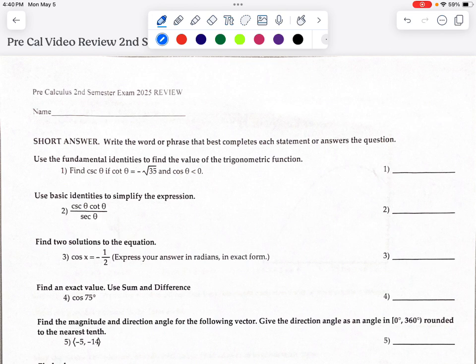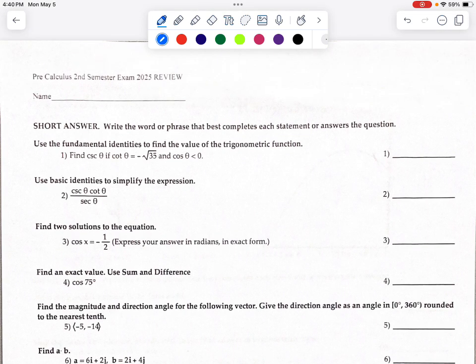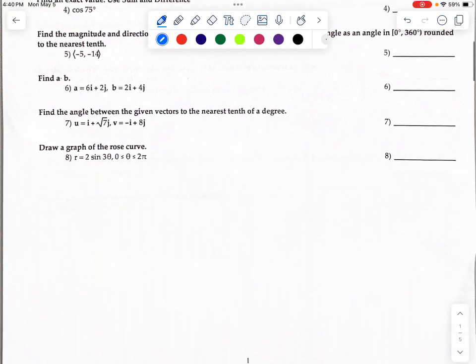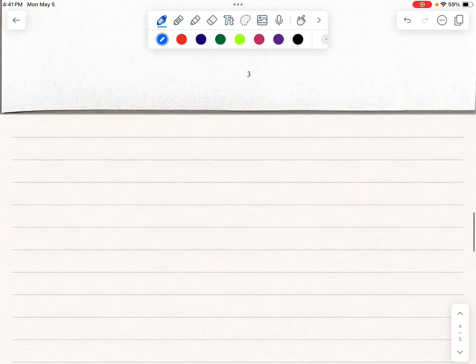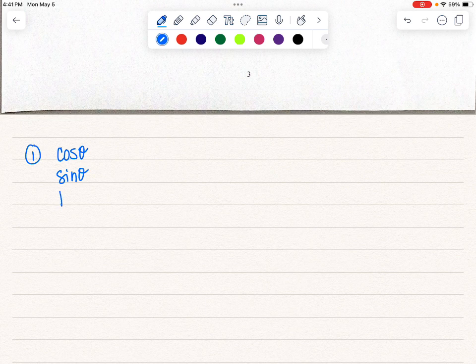1, 2, 3, 4. Yes, the first 4 are our trig questions. Everybody's favorite, including mine. Number 1, this is the X, Y, R, SOHCAHTOA, Pythagorean theorem stuff. So you're going to need those X, Y, R things. I'm going to come down here so I can write. So again, I'm going to just do sine, cosine, and tangent real quick. If you remember, cosine is X over R, sine is Y over R, and tangent is Y over X. And of course, we use the Pythagorean theorem to help us find the value of R.